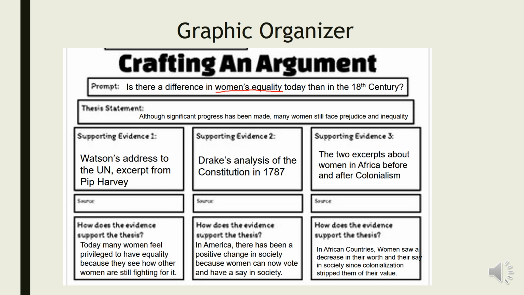The thesis statement is coming straight out of the evidence from those texts, and this says, although significant progress has been made, many women still face prejudice and inequality, and this is thinking globally, right? We're thinking about today's society as a global society. That's why we have the comparison of the women in America and Britain and the women in Africa. So without getting too much into the organizer here, we'll move on to the draft, and that's the next slide.